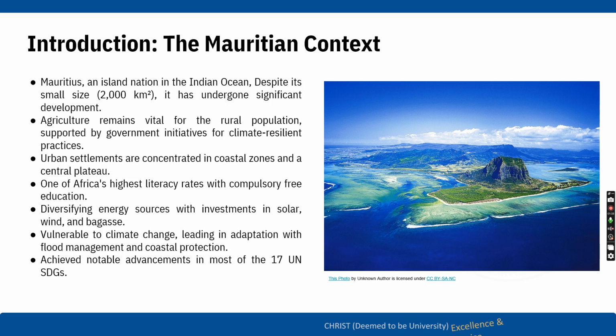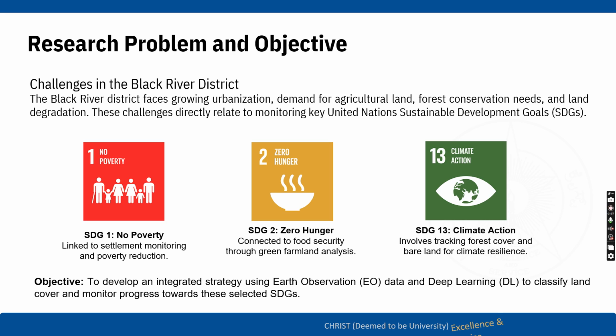Even after all of this, Mauritius has achieved notably in most of these 17 UN SDGs, and this is what our project and this research focuses on. How do we monitor? How do we analyze which UN SDGs are better performing in a country or need special attention, right? So the research problem that we came up with, for which we did the research and are presenting some of the results over here for one of the districts.